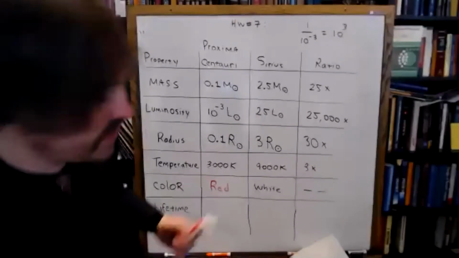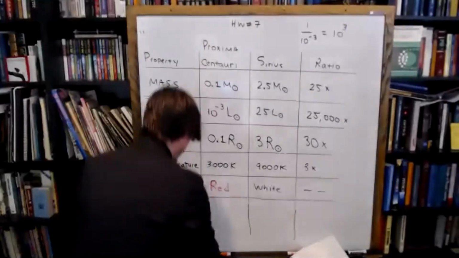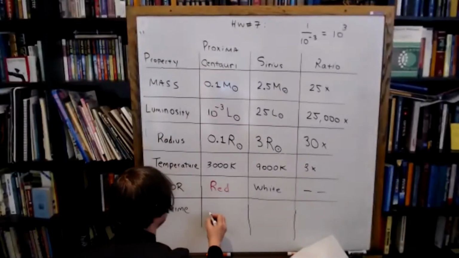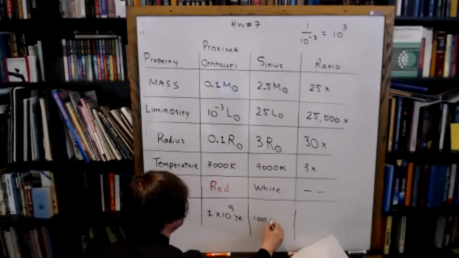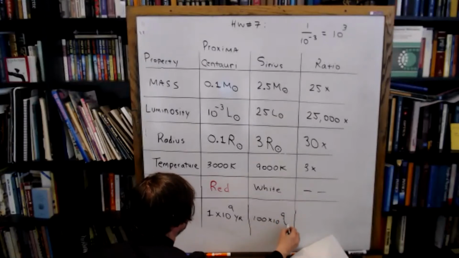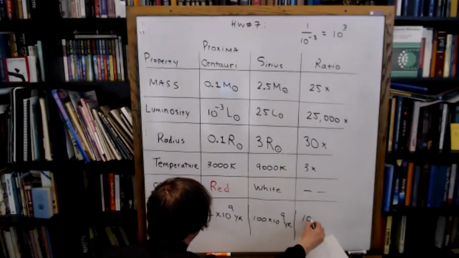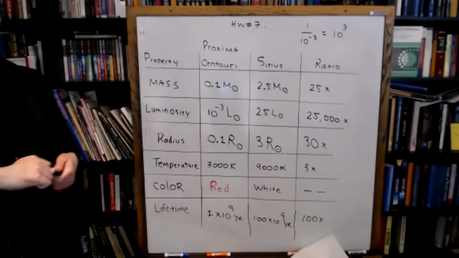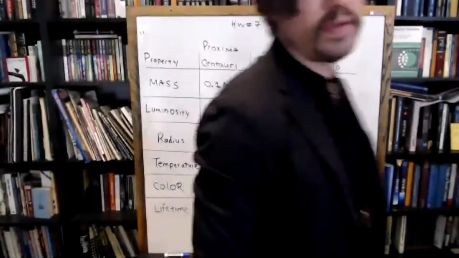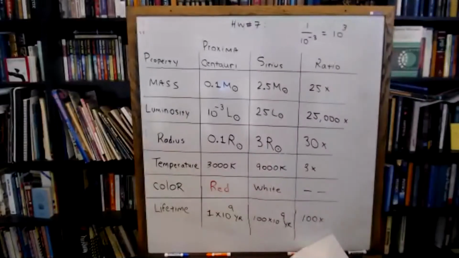Okay, let's put those into our notes. I'm going to write 1 times 10 to the 9 years. And then I'm going to write 100 times 10 to the 9 years. And you can see that the ratio is clearly 100 times longer. Okay, that's our first problem in a nutshell.